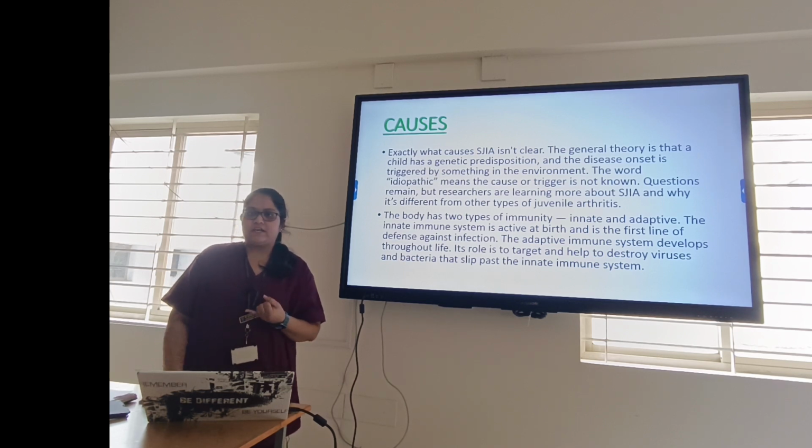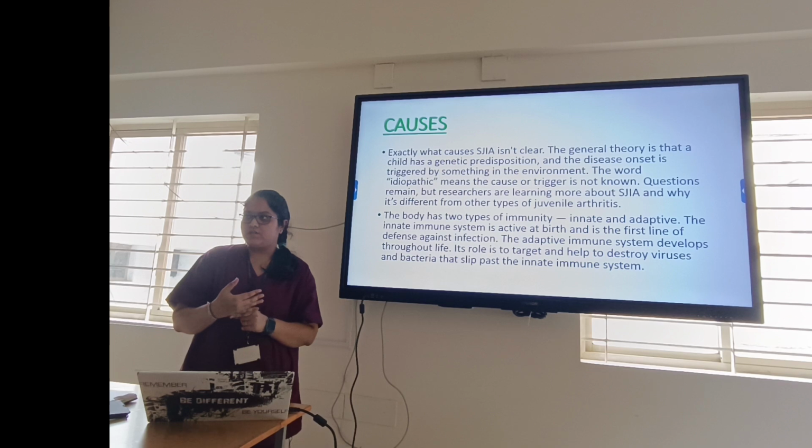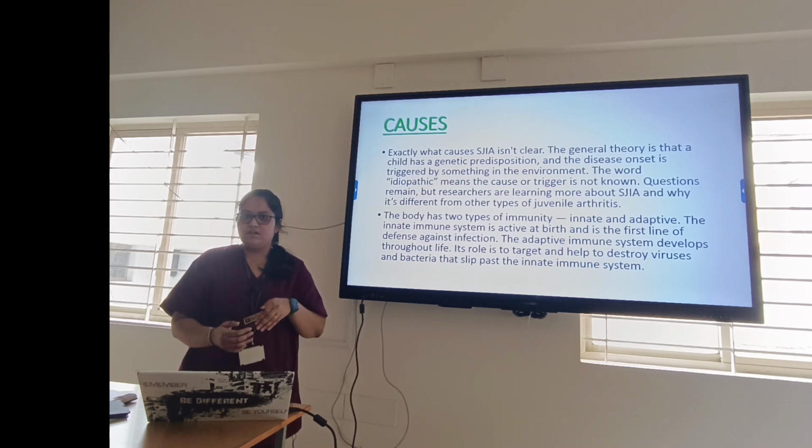What they feel is either they are having some genetic predisposition or it is an environmental factor that is causing them. So the body consists of two different immunities. One is the innate immunity and one is the adaptive immunity. Innate immunity is present from birth, so that is how it acts as a defense mechanism to any foreign body that is entering your body. But adaptive immunity is acquired during the course of your life, and it usually serves when bacteria or any foreign bodies slip through the innate immunity and then harm the body.